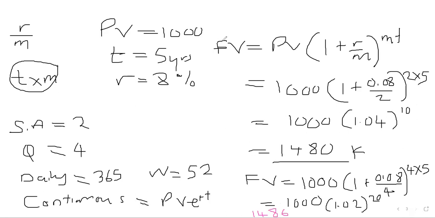So under the same compounding, can somebody remind us, how do we find the effective annual rate if it's compounded quarterly? How do we find the effective annual rate? Who remembers the formula?